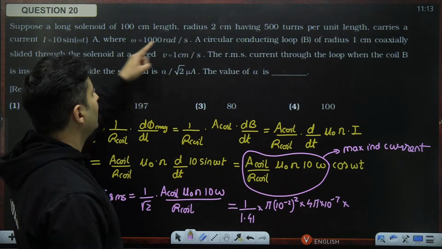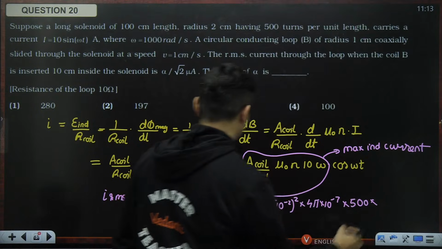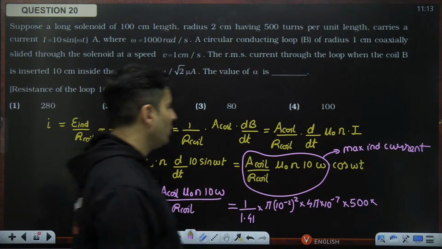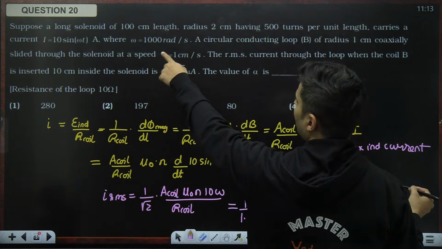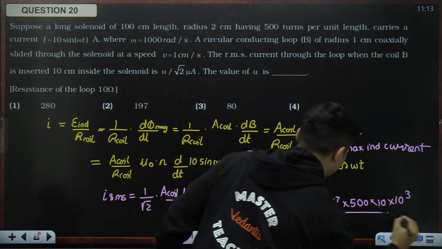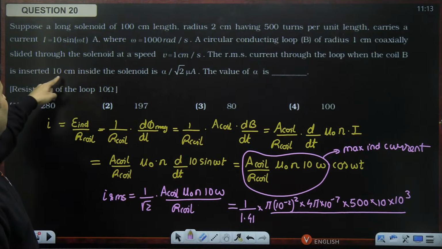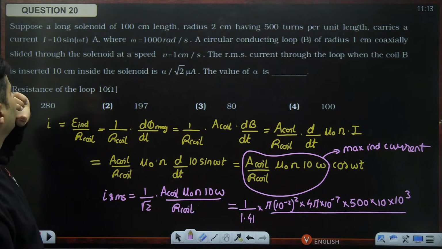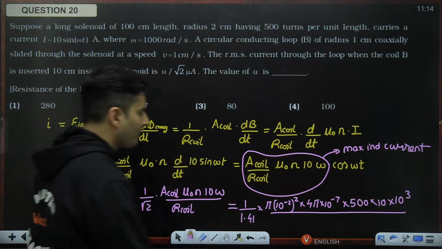Number of turns per unit length, 500 turns per unit length. So 500 over here multiplied by 10 into omega. What is the angular frequency? 1000, so 10 to the power 3. Whole thing divided by resistance of the coil. Resistance of the loop is 10 ohm.